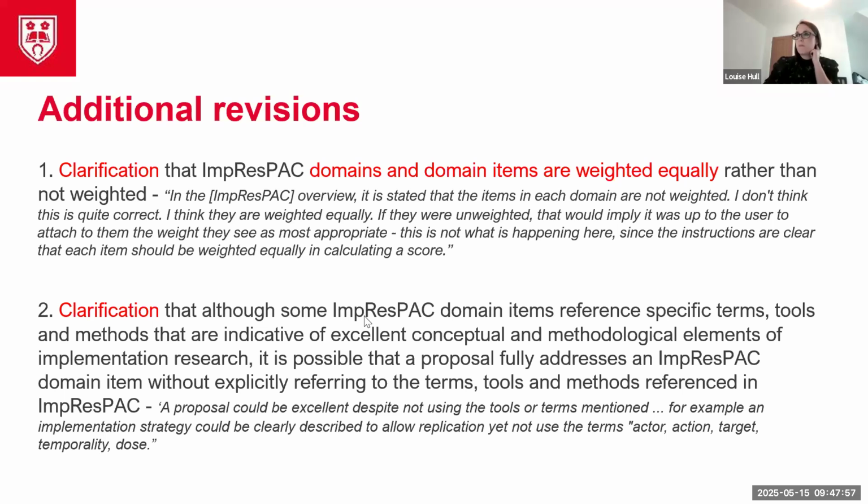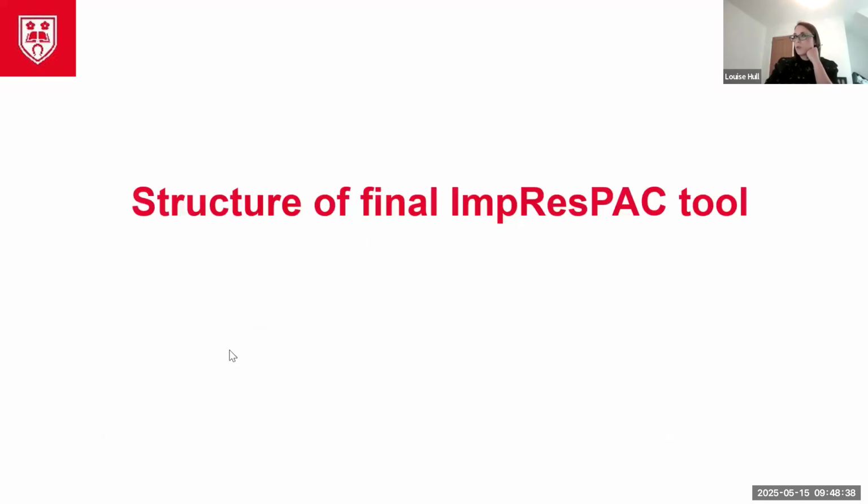So we clarified that the ImpResPAC domains and domain items are weighted equally rather than not weighted, and this was just based on feedback that we received from one expert. And then there was clarification that although some of the ImpResPAC domain items reference very specific tools and reporting guidelines that are indicative of excellent conceptual methodological elements of implementation research, it is actually possible that an ImpResPAC criteria can be fully addressed without specifically referencing those very specific guidelines and recommendations and resources.